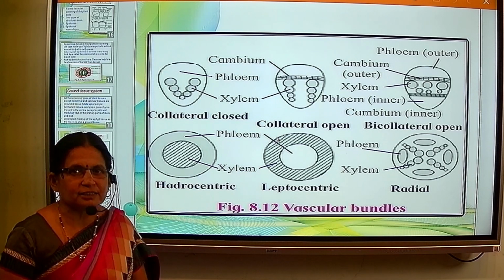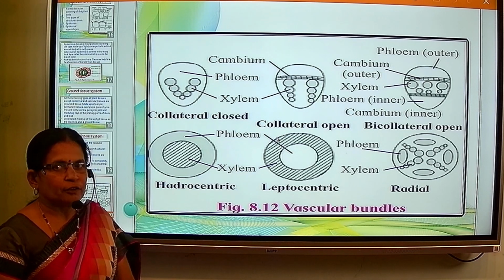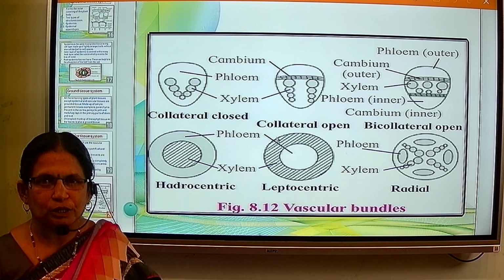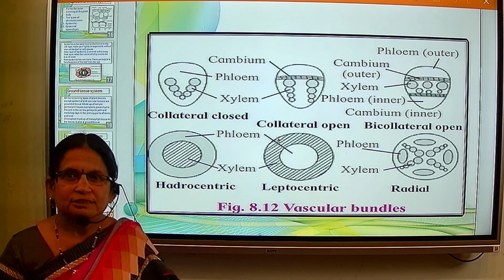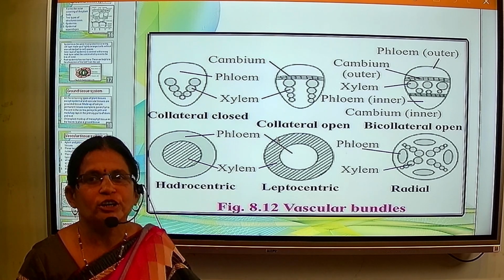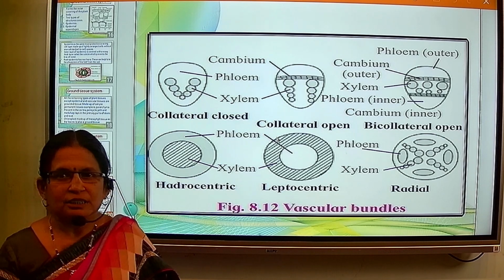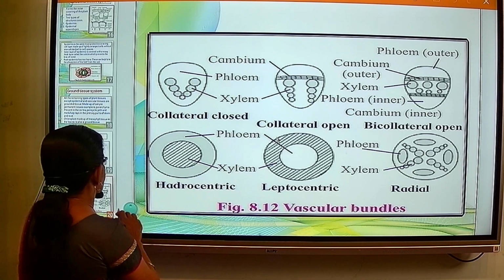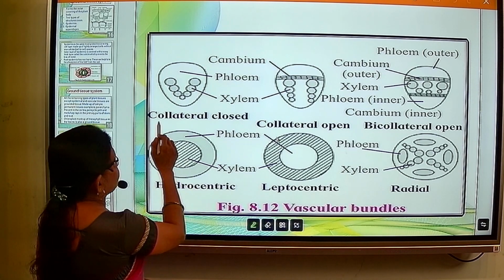Now look at this figure, which consists of different types of the vascular bundle. That means vascular bundles are together. Xylem and phloem are arranged together, but their arrangement is quite different. So according to the arrangement of the xylem and phloem in the vascular bundles, they are classified into different categories called collateral closed.